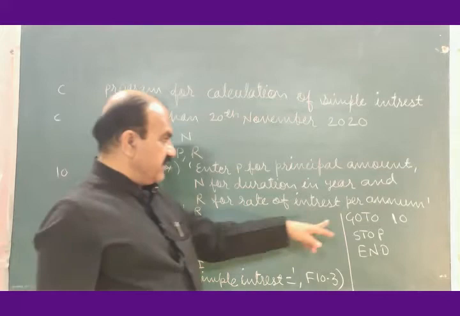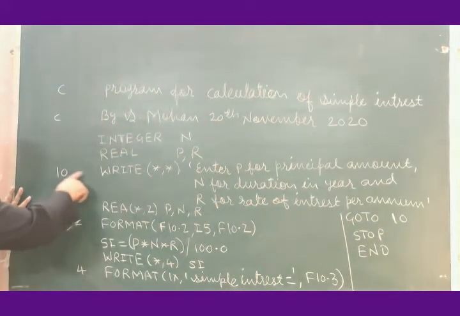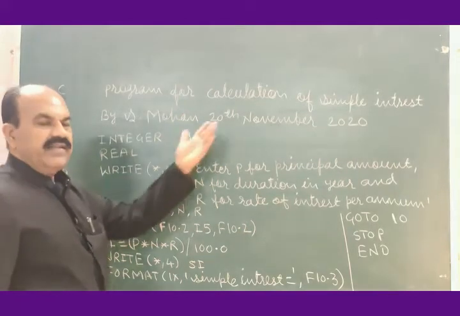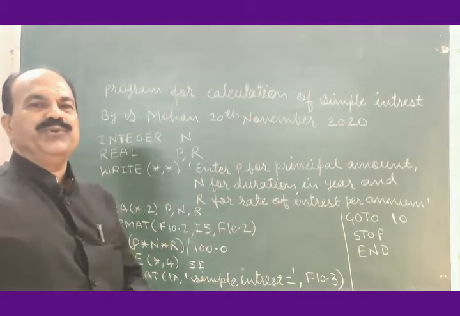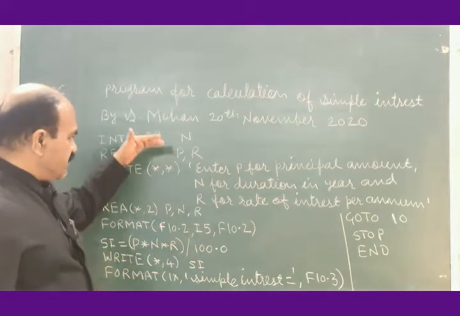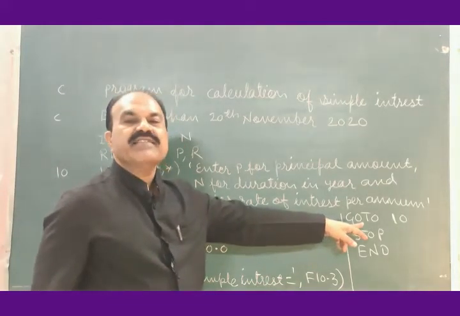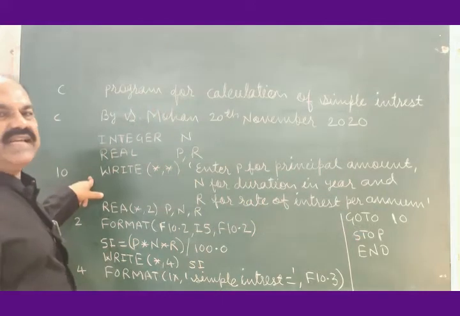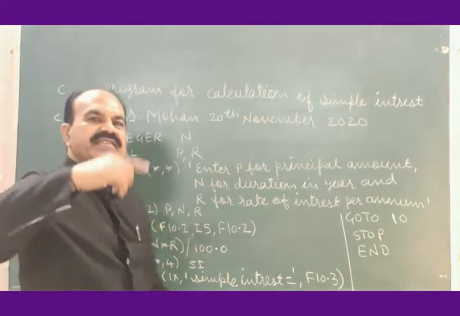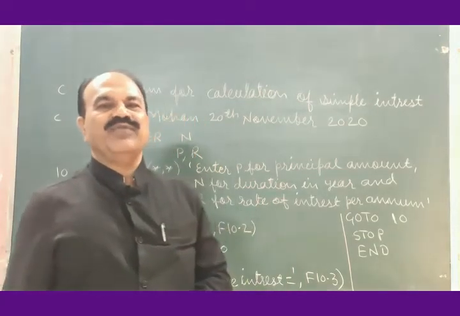After this statement, go to 10. 10 is here. The program is continued. There is no end to this program. As soon as you calculate the simple interest and print it, this statement asks the control to go back to statement number 10, that is right. The program is repeated and repeated infinite number of times.